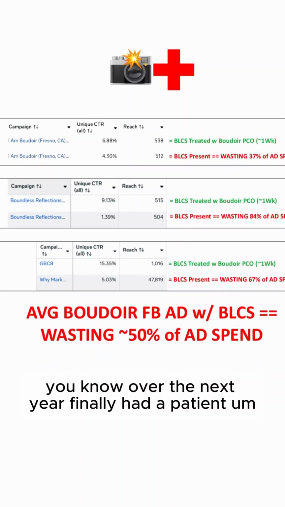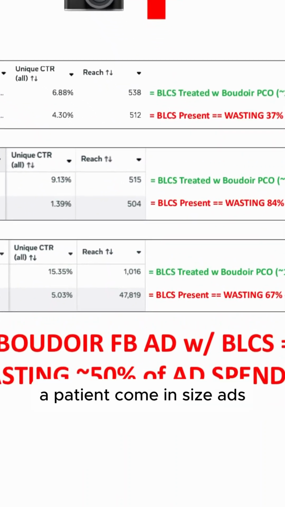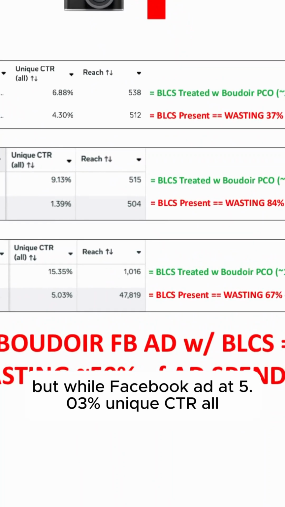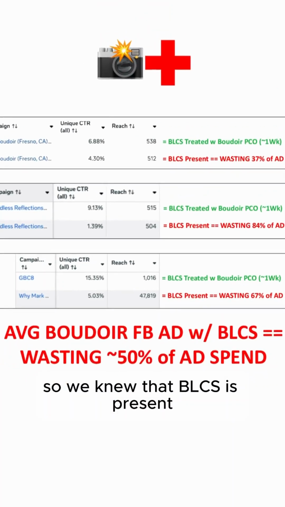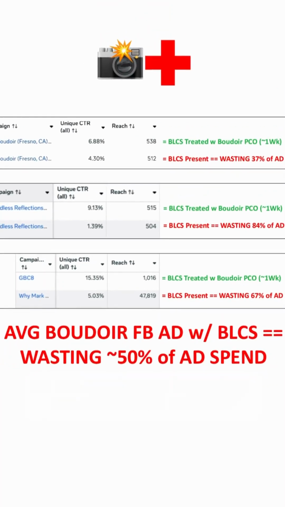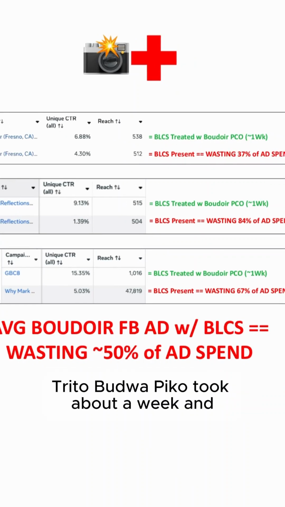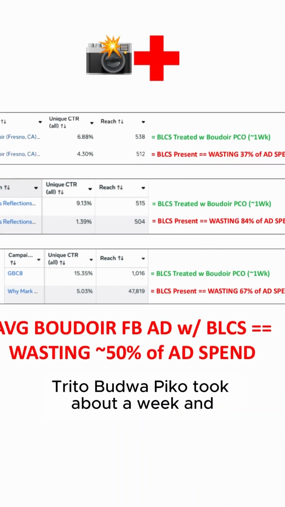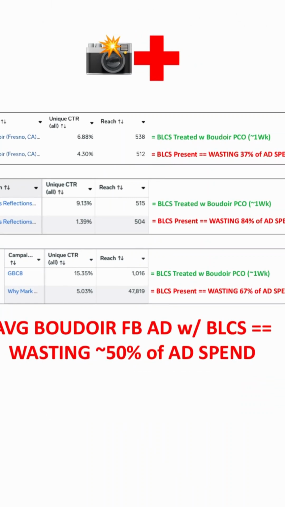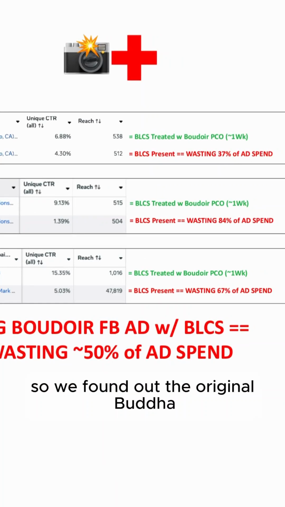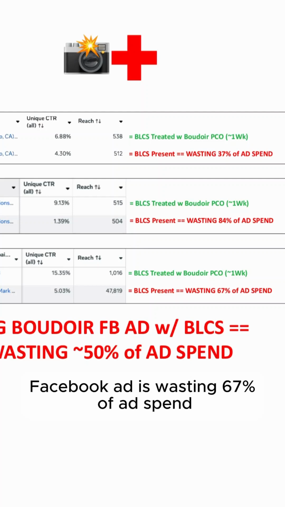Finally had a patient come in, saw his ads, Boudoir Facebook ad at 5.03% unique CTR. So we knew that BLCS is present. So we duplicated it, or did a lot of work on this one. Treated it with Boudoir Pico, took about a week. And we got the unique CTR up to 15.35%. So we found out the original Boudoir Facebook ad was wasting 67% of ad spend.